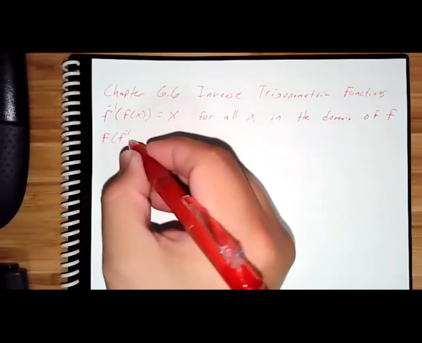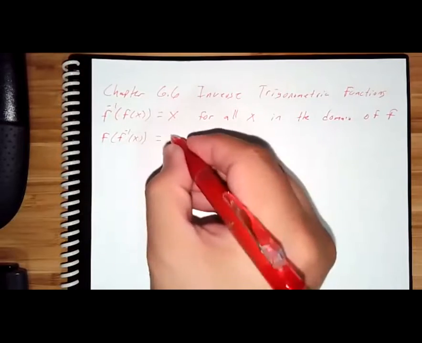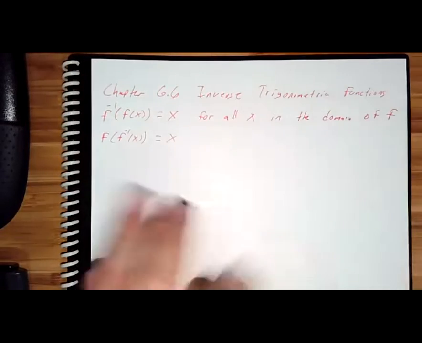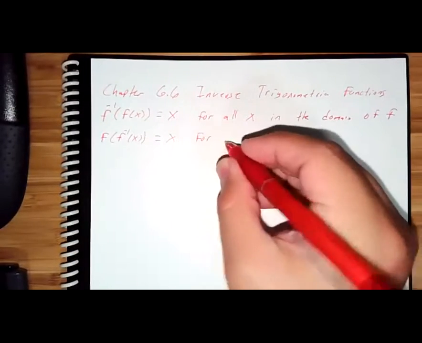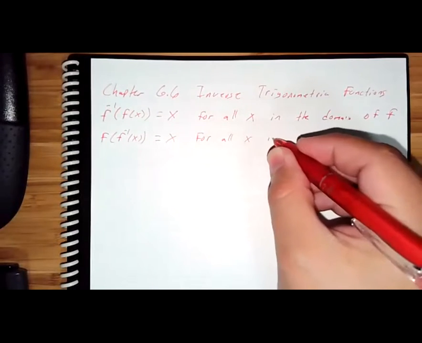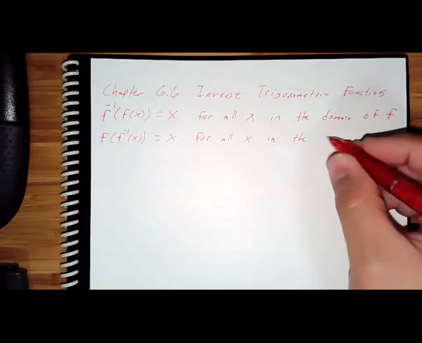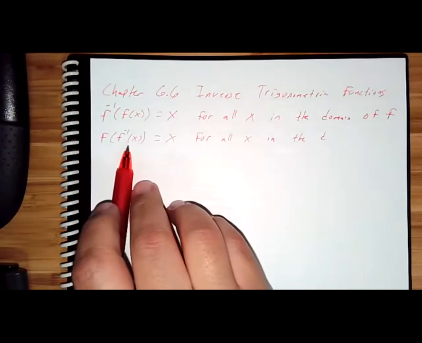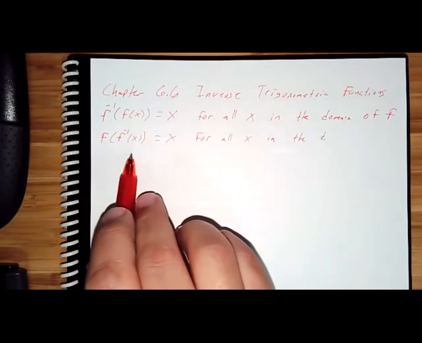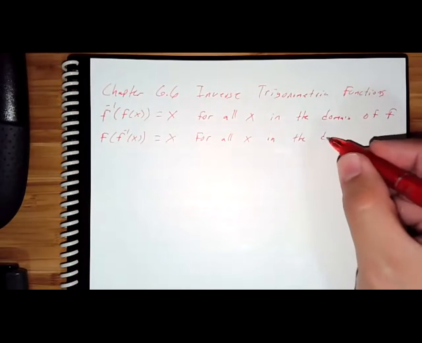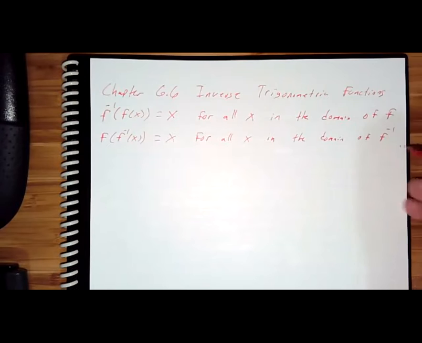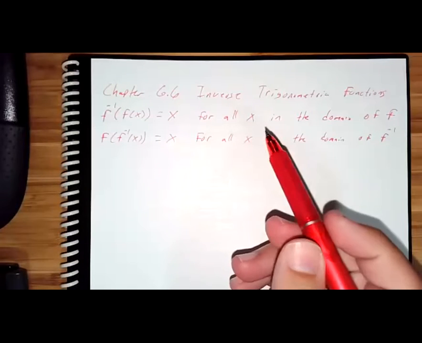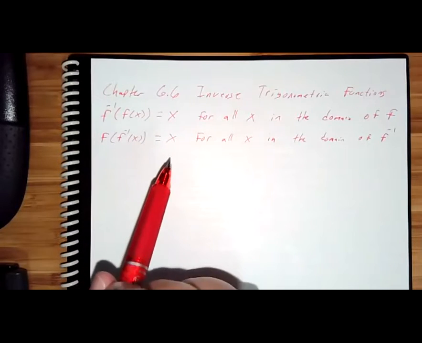f of f inverse is equal to x. So if you have it the other way, they still cancel, but it only works for all the x's in the domain of f inverse. So the one that's inside is the one that you're paying attention to when it comes to the domain values. And we'll talk about what that means once we start doing examples. Okay, so that was like the general idea in college algebra when they first mentioned inverse functions.